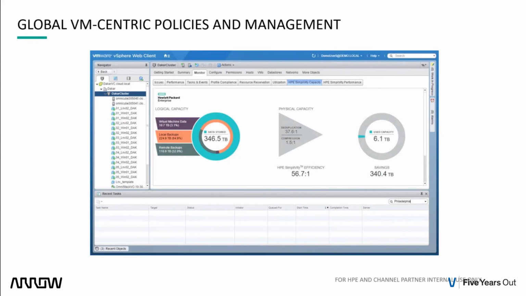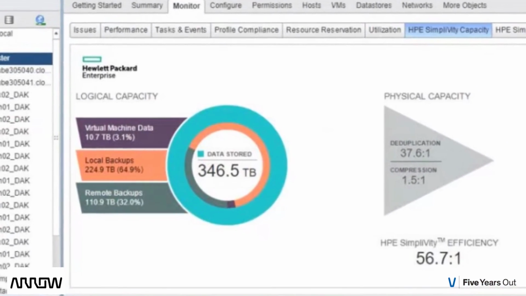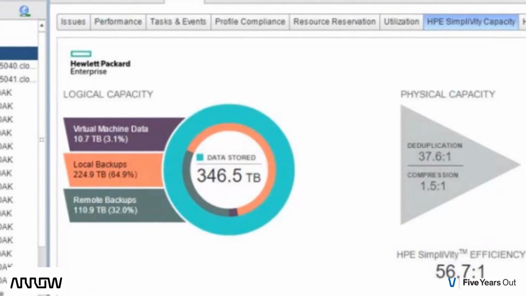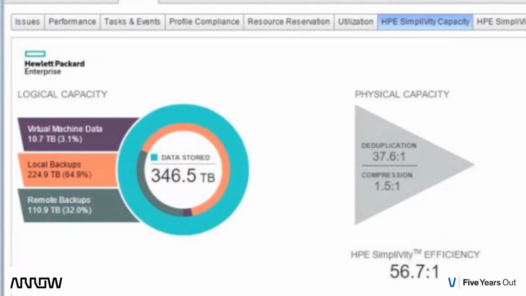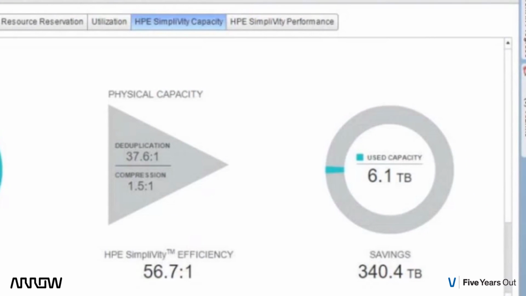Let's take a look at this in a little bit more detail. This customer here has 346 terabytes of total storage in their environment. The purple bar shows that there's about 11 terabytes in production data. The bar underneath shows that there are about 225 terabytes of local backup, and the gray bar below that shows that there's 111 terabytes of remote backups.